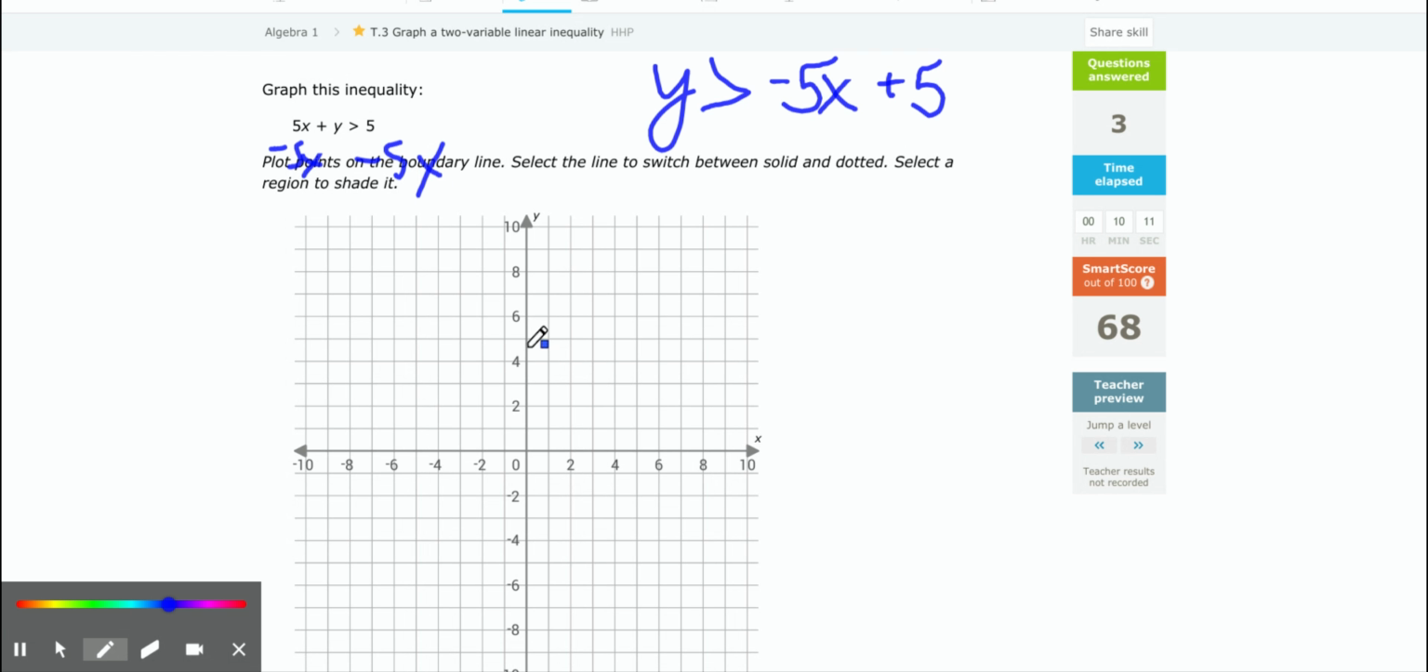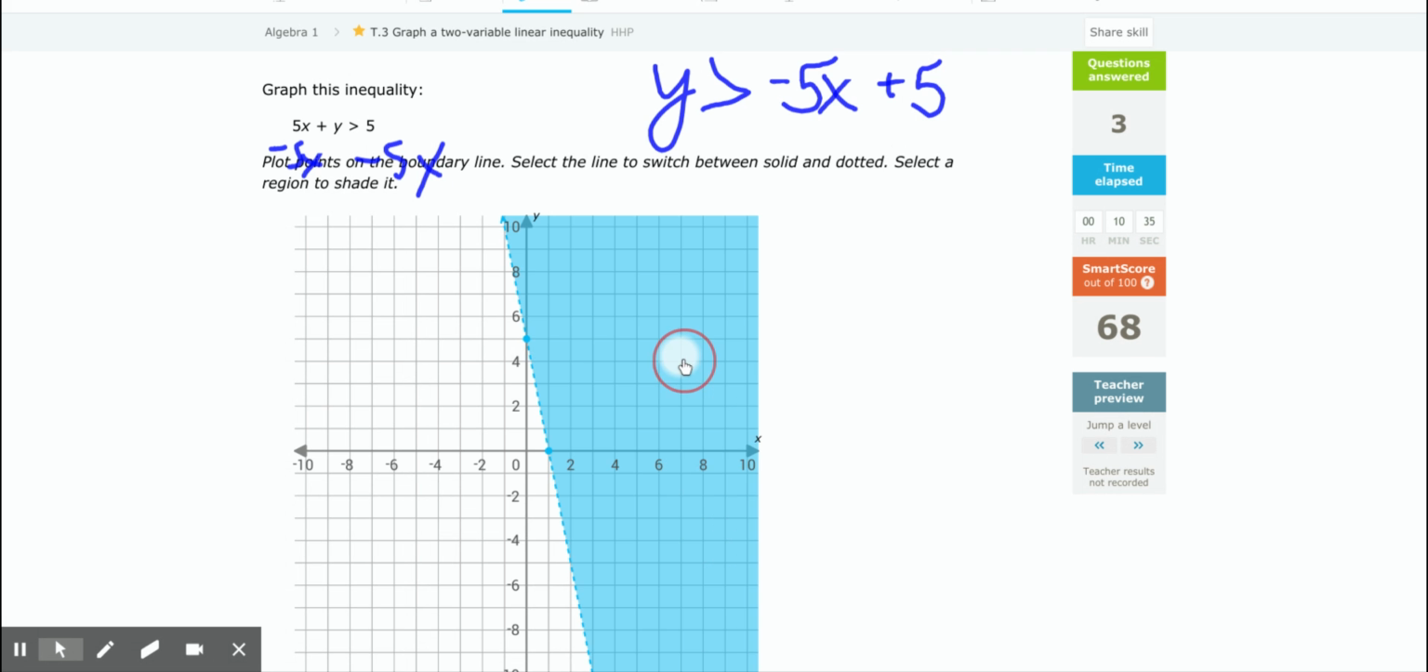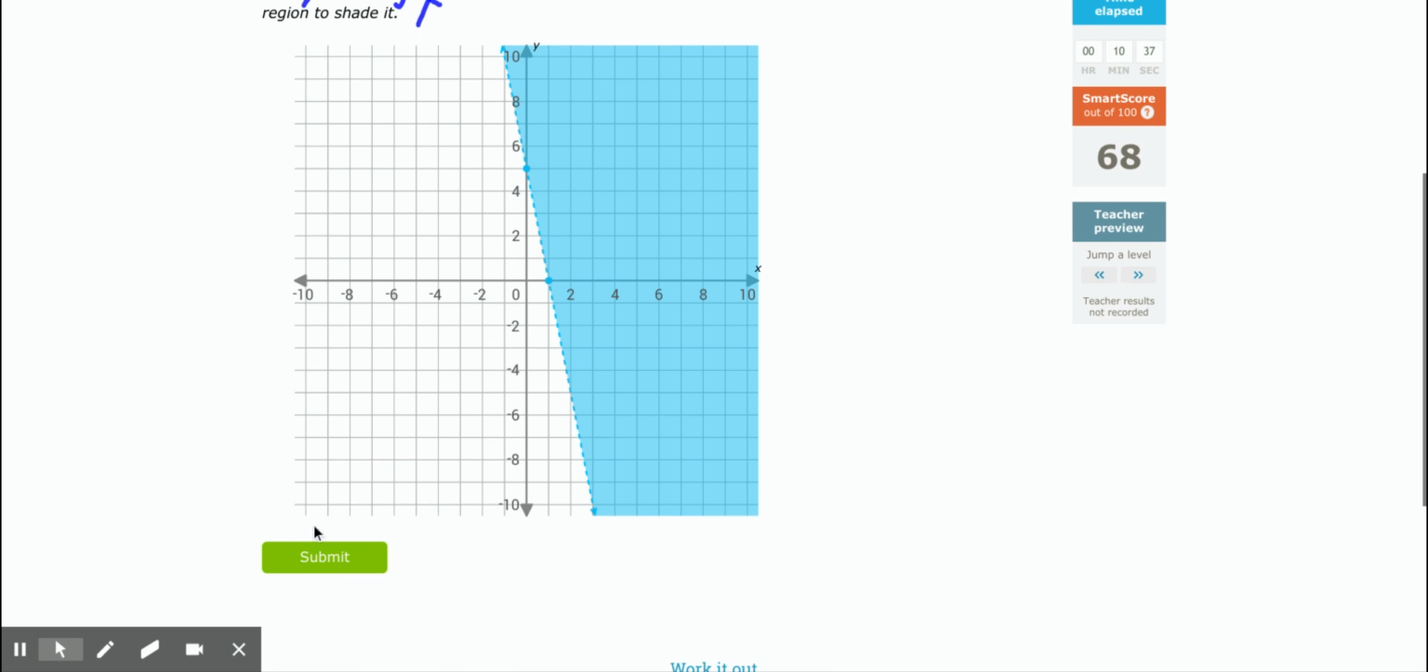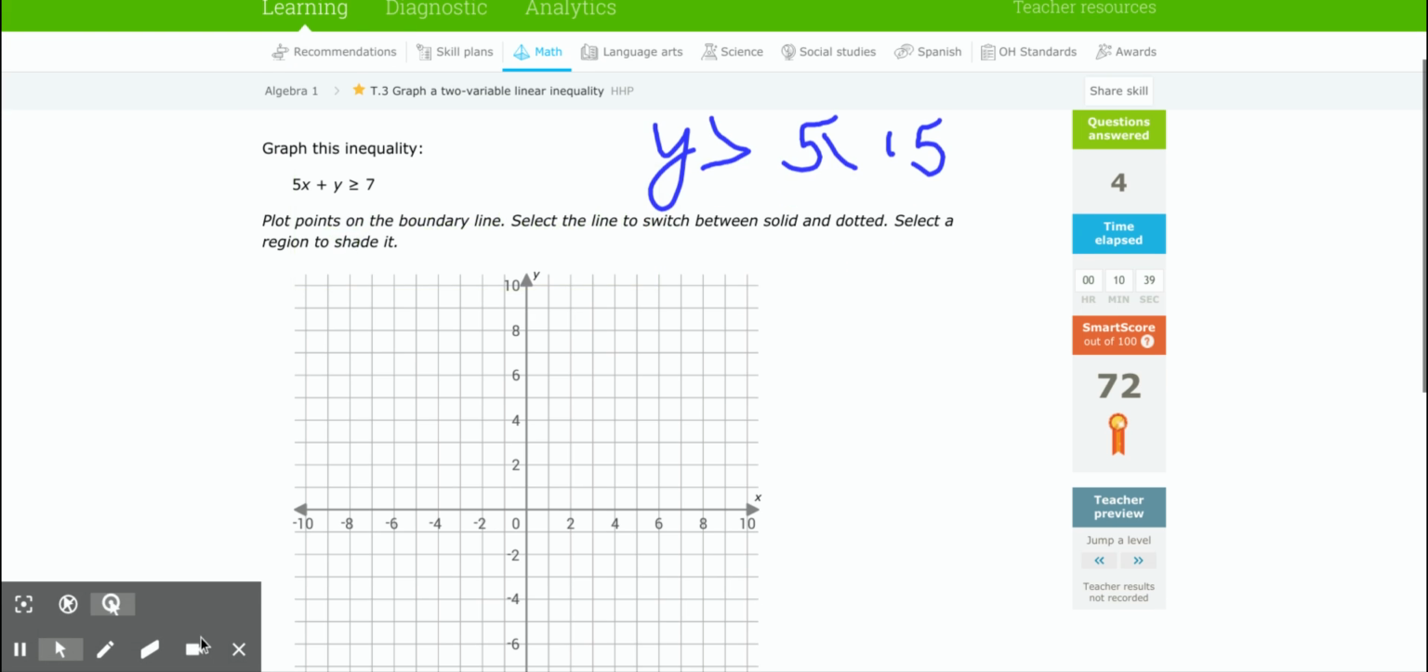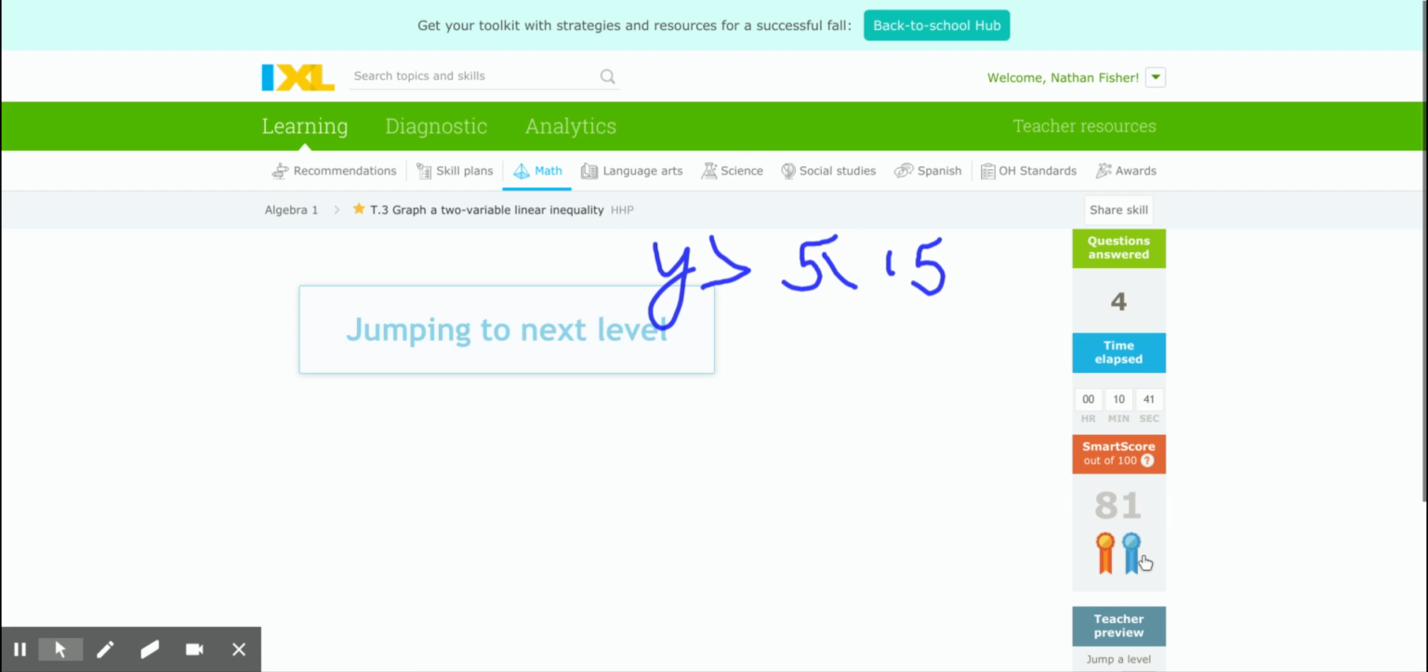When I go to graph this, I would start up at 5 because of that +5 at the end. My slope was a -5, so I would go down 5 before I go to the right one. I need a dotted line here because there's no line underneath, and then I want values that are above the line. So even though it's steep, I would reach infinity on this side, and negative infinity would be on the other side. So I'd shade over here and submit. Good work. Awesome. Okay, do we have anything else?